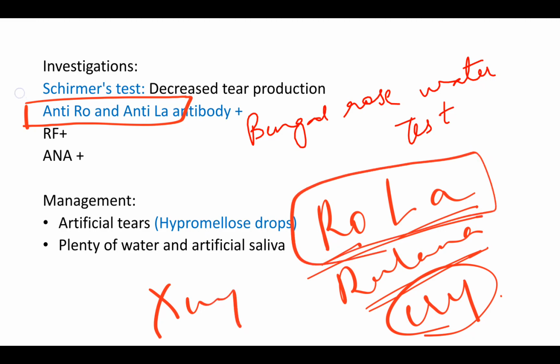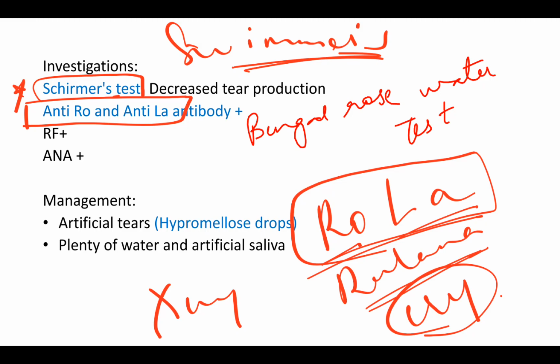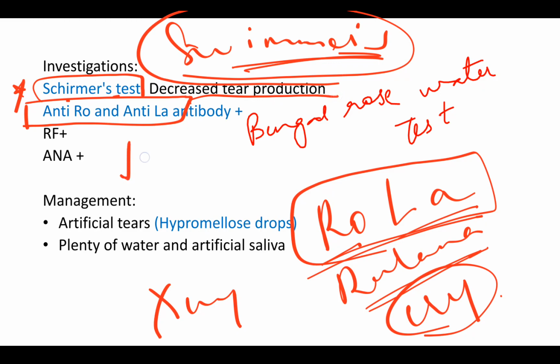Another thing that is very specific to this diagnosis is Schirmer's test, which you can remember as swimmer's test, because there is again no water. The patient at least tries to go and swim because there is some water there. Schirmer's test shows decreased tear production because the patient's lacrimal glands are being affected, so there are no tears.